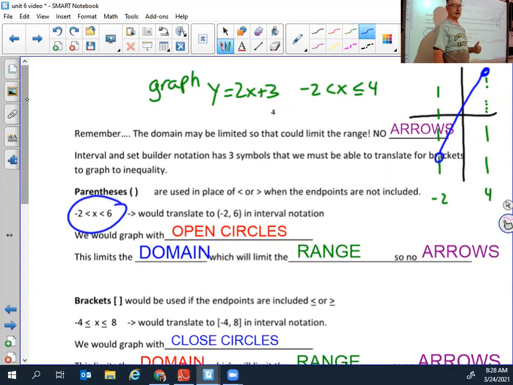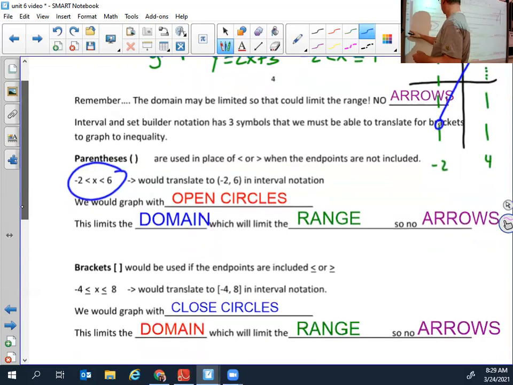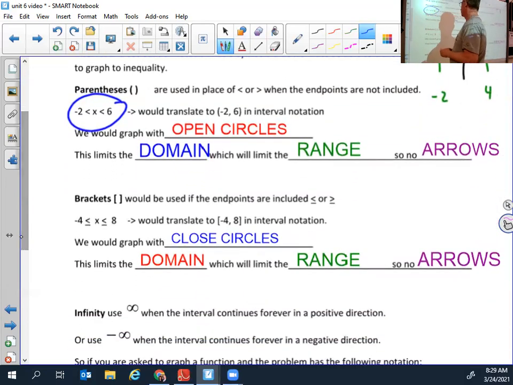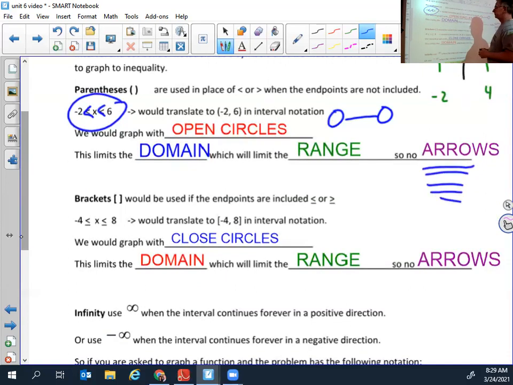The domain is limited. We're going to see this again when we get to piecewise functions next unit, so keep it in mind. If they give you these limits, make sure you exercise those limits. You can't key that into your calculator. It won't do it right now. We'll see how to do that next unit, but this is just going to limit your domain, which will also limit your range. So the first one, since I have the less than and less than, it's going to be open circles. So I'd have an open circle to an open circle. The domain is limited, so the range is limited, so no arrows.